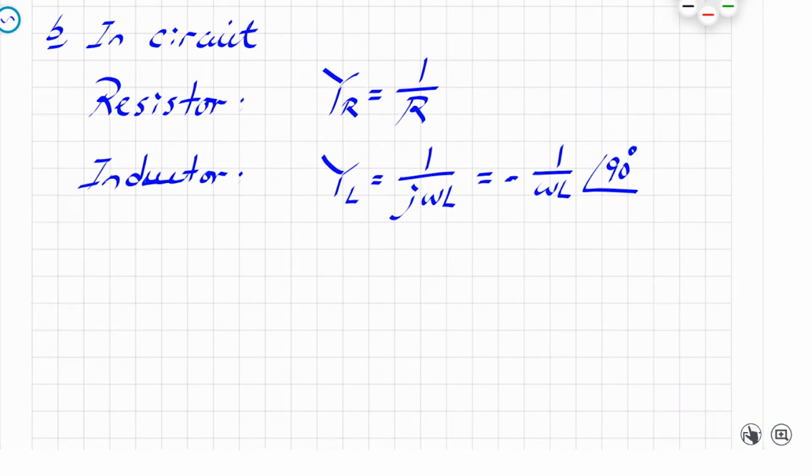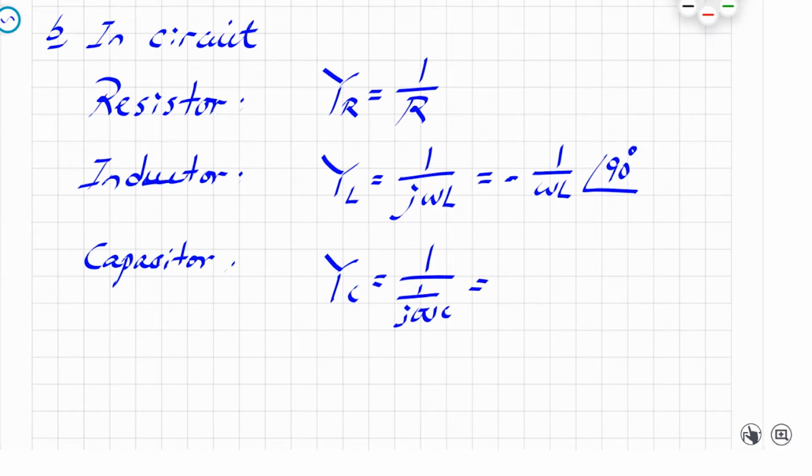Now, similarly, for a capacitor, YC is equal to 1 over 1 over j omega C, which is simply just j omega C. And then we can write it as omega C at 90 degrees here. And remember, if we wanted to carry the unit, that is the unit.